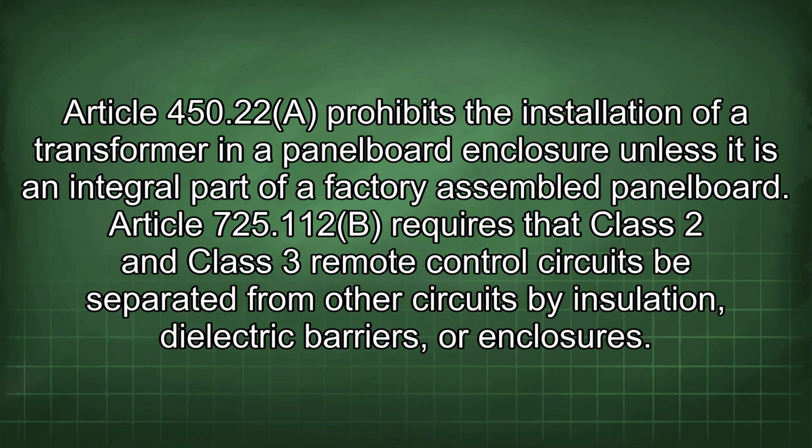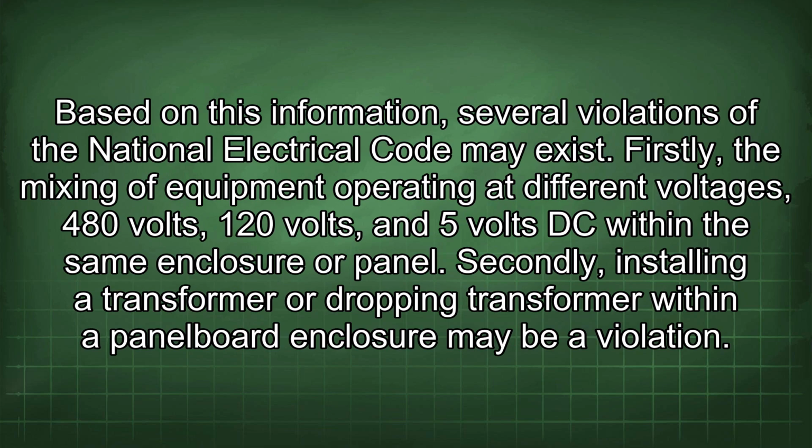Article 450.22 prohibits the installation of a transformer in a panel board enclosure unless it is an integral part of a factory-assembled panel board. Article 725.112b requires that Class 2 and Class 3 remote control circuits be separated from other circuits by insulation, dielectric barriers, or enclosures. Based on this information, several violations of the National Electrical Code may exist.